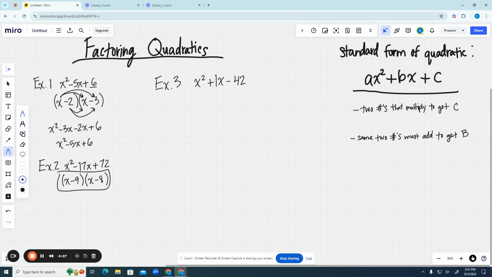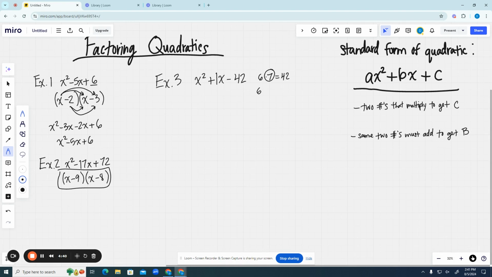So I immediately think of 6 and 7 because that gives me 42. This one is a little different than the last one. So we need a -42, so we can get that by putting a negative on either the 6 or the 7, but only one of them can be negative to give us a negative answer. And since our middle term, the sum of these two, is positive, we know the bigger number needs to be positive for us to get a positive sum here.